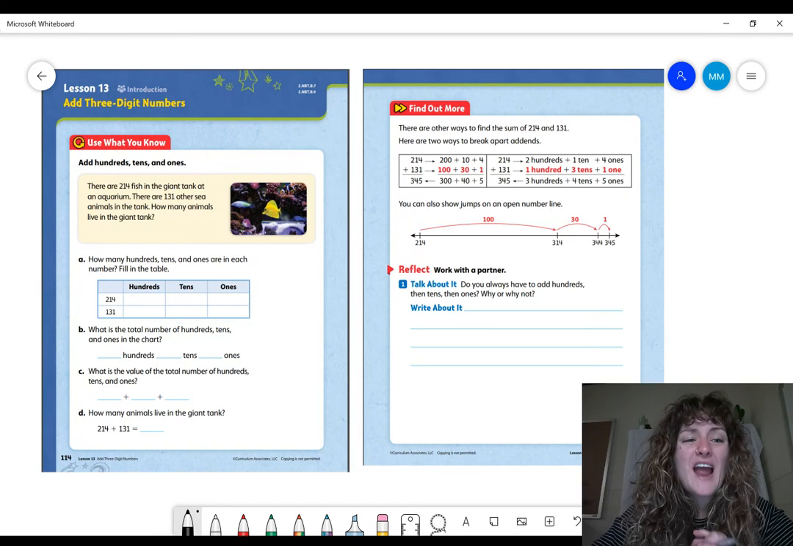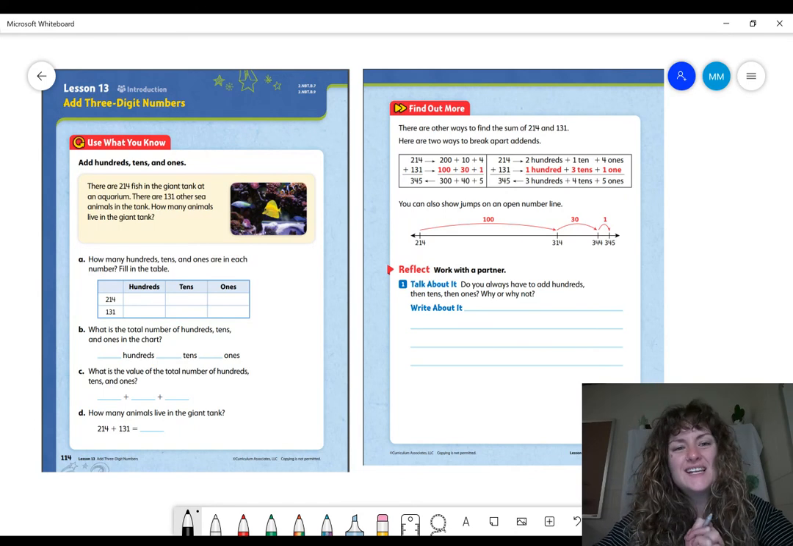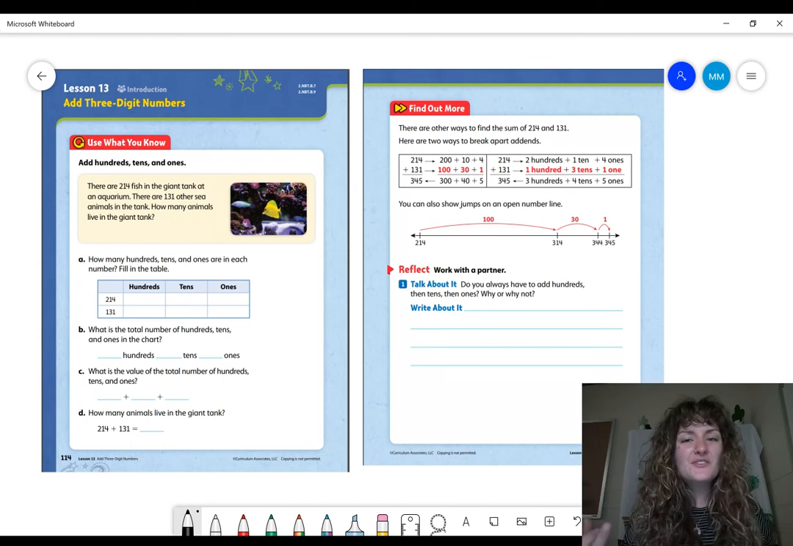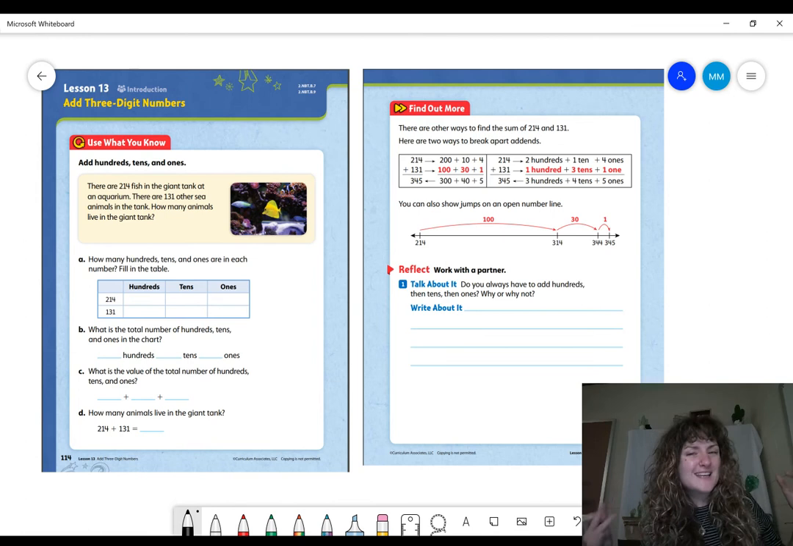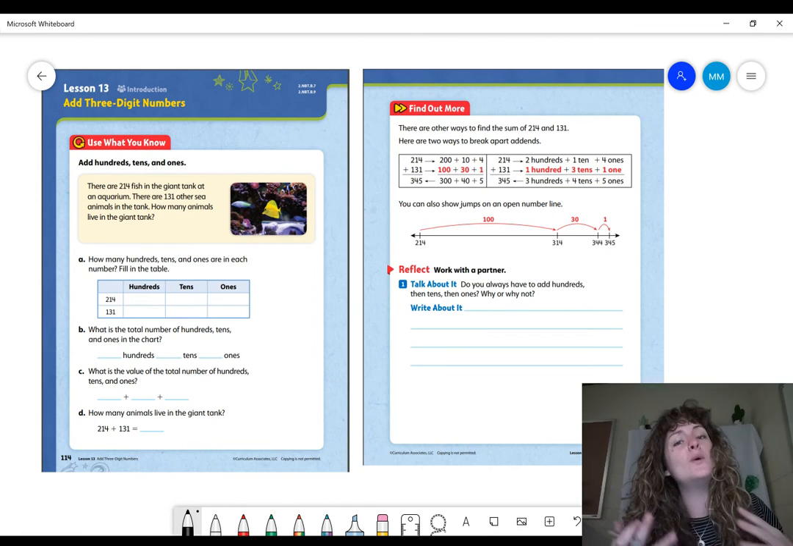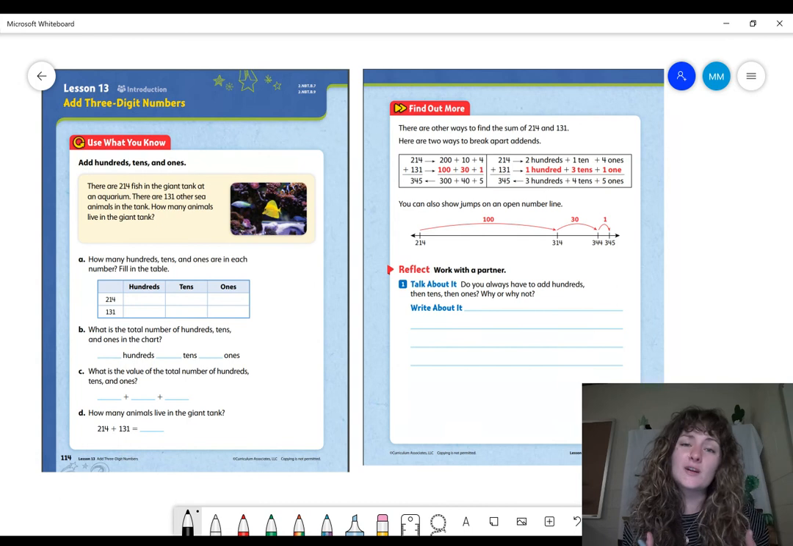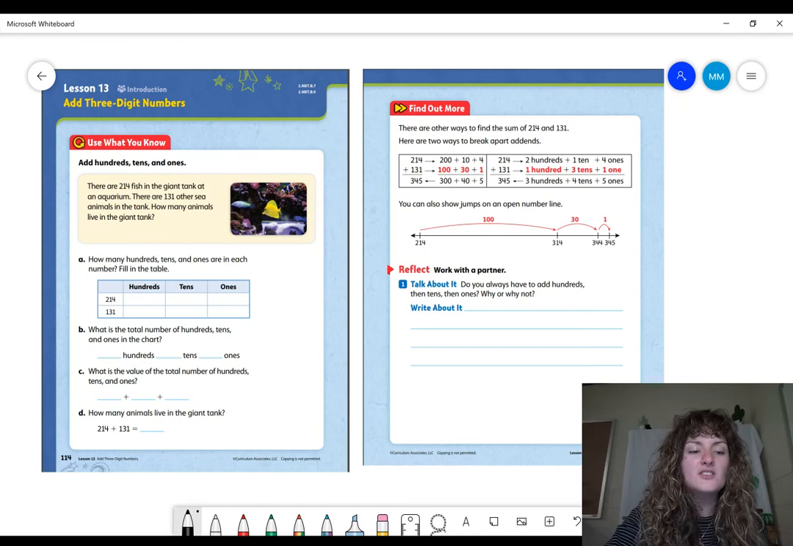This week, we are adding three-digit numbers. So in the past few lessons, we have talked about three-digit numbers and the value of each place in those numbers. Today, in this week, we are going to be adding three-digit numbers. So let's go ahead and get started in our instruction book on pages 114 and 115.